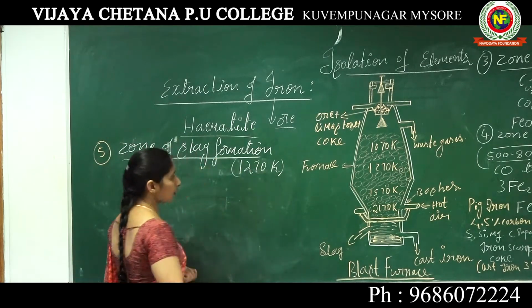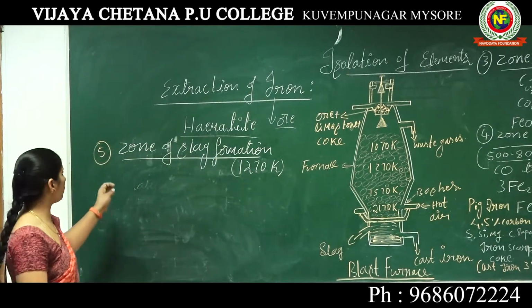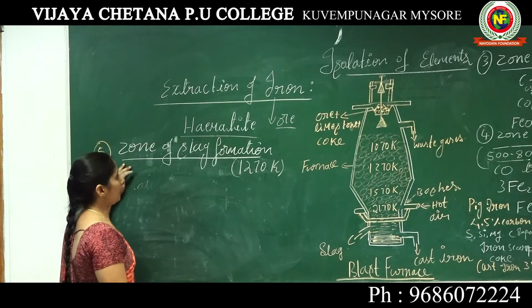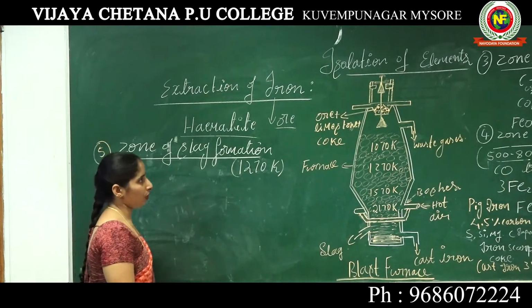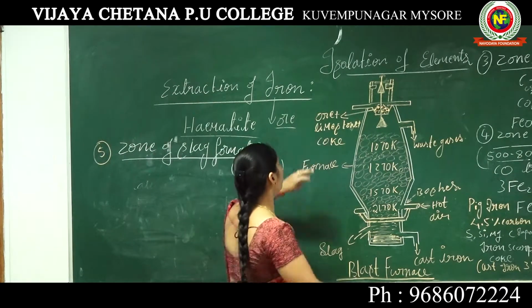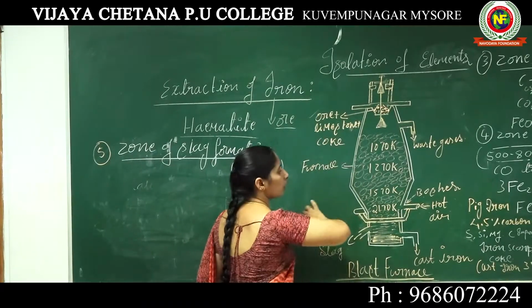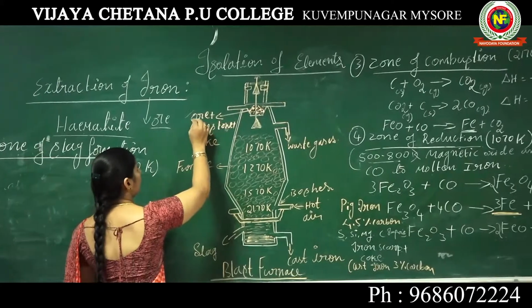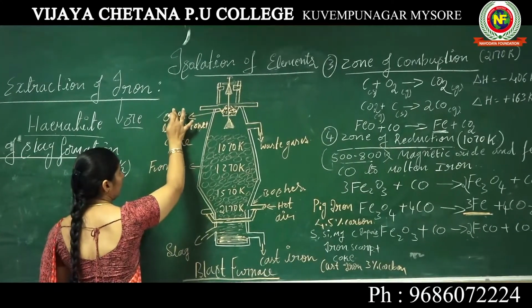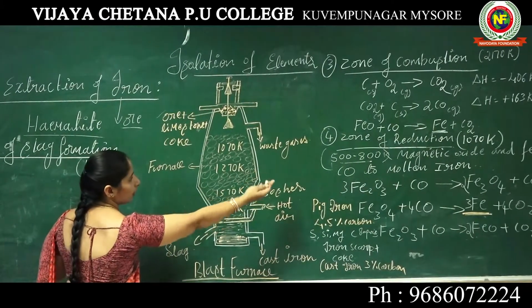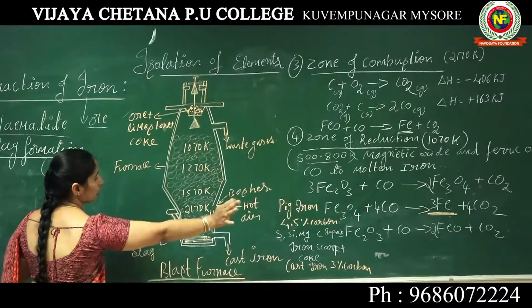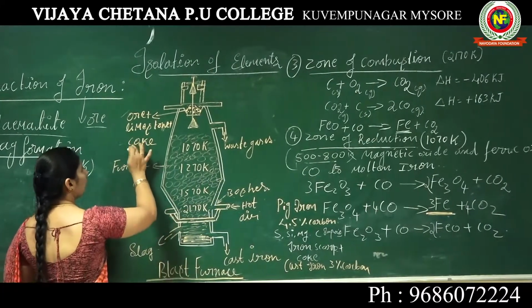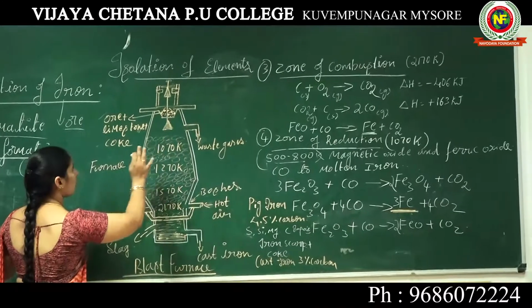1270 Kelvin. This is the fifth step, that is the zone of slag formation. Here the hematite ore is already in the zone of reduction. They will react, and the formation is over. They will come to the coke in the first step. The zone of combustion is over.